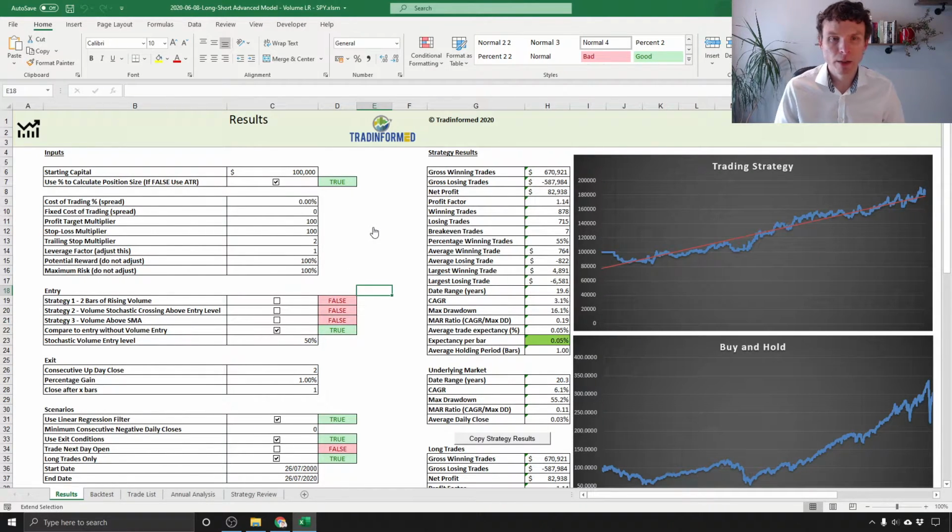If I look at without the volume entry, in fact, we've got a fairly smooth upwardly sloping line, but expectancy per bar again is lower than in each of the three volume scenarios.